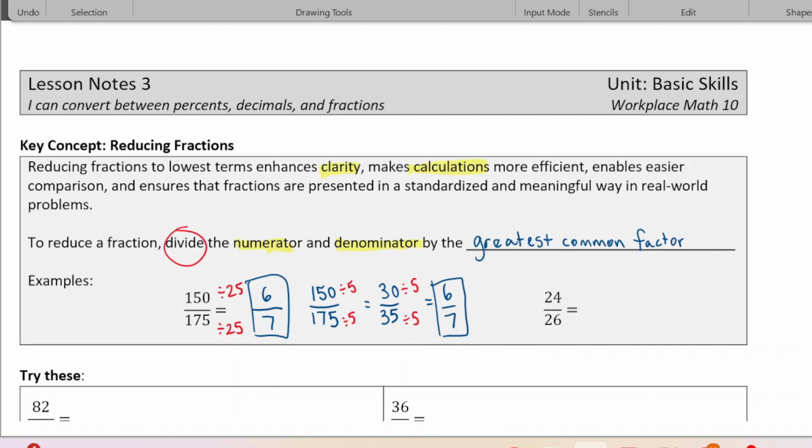Okay, let's go for another example, 24 over 26. So both of those are even numbers. Whenever numbers are even, they can be divided by 2. So let's divide by 2 and see where we get. Remember, you always have to divide a fraction by the same number on the top and the bottom. Okay, 12 over 13. Now 13 is a prime number. It can't be divided by anything except for itself. So this means that this is fully reduced, 12 out of 13.